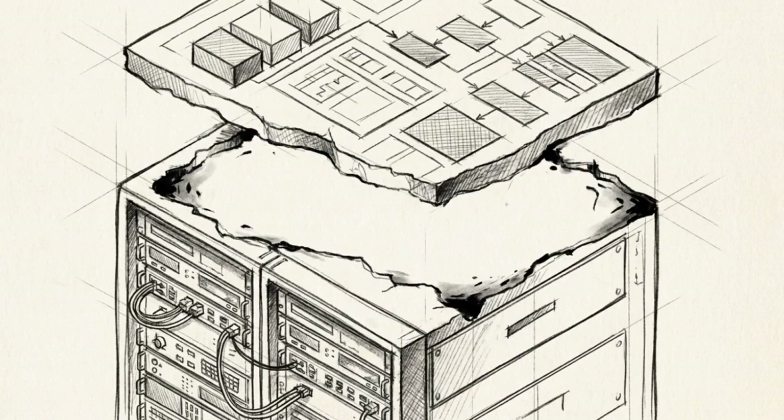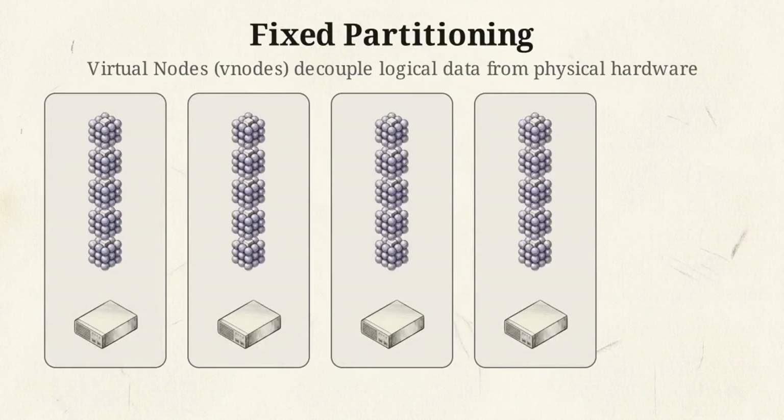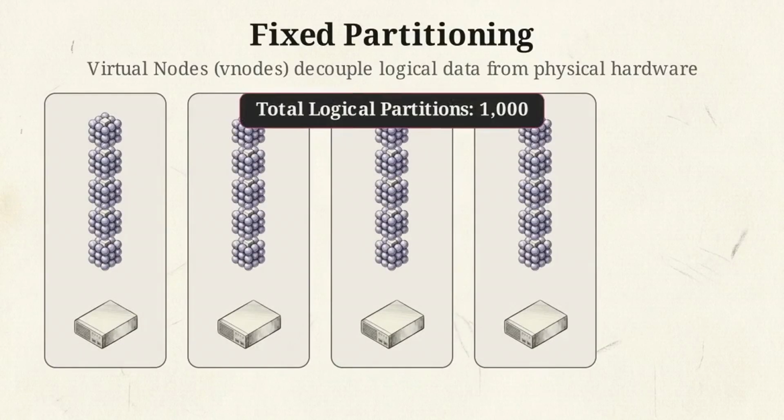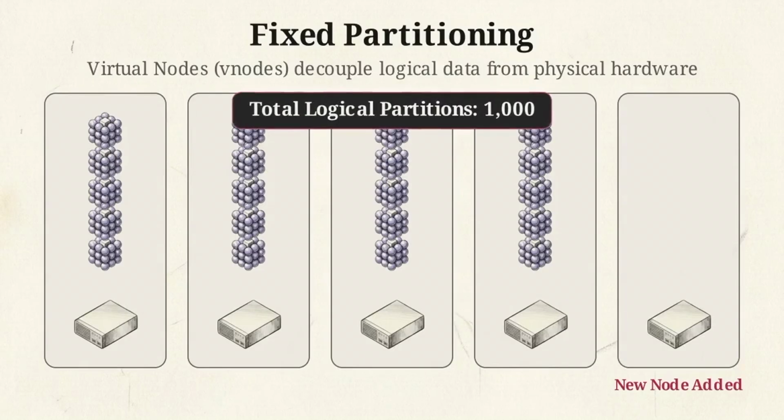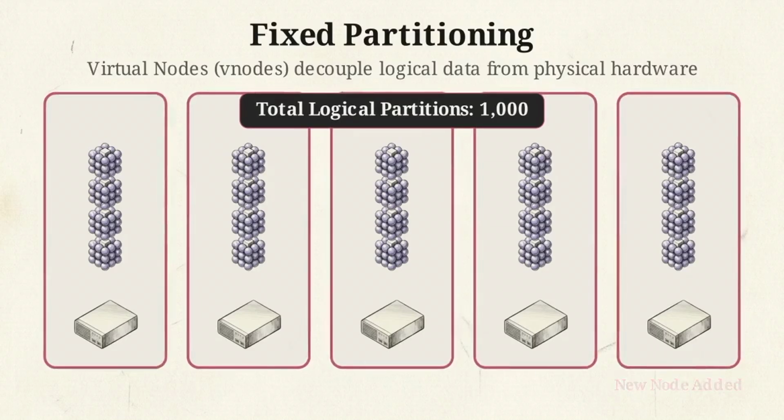The solution is to decouple the concept of a logical partition from the physical hardware underneath it. Systems achieve this through fixed partitioning, using virtual nodes or vNodes. The database generates an over-provisioned number of logical partitions, say 1,000, regardless of whether there are 4 servers or 40. When capacity expands, the total number of logical partitions remains the same. The new machine simply claims a fractional percentage of those existing vNodes. The vast majority of the data stays put.